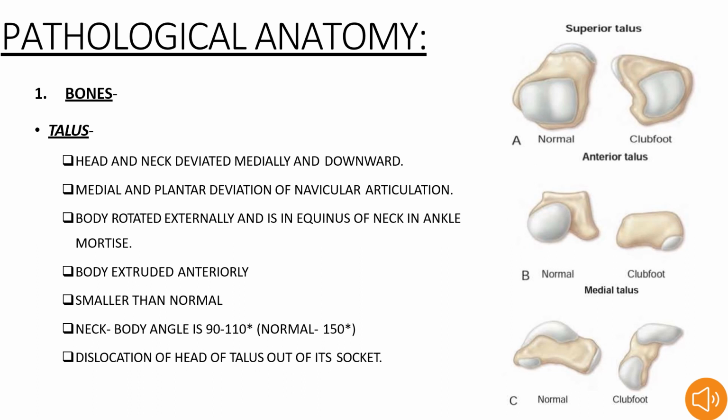Now its pathoanatomy. First, talus bone. Head and neck of talus are deviated medially and downward. Medial and plantar deviation of navicular articulation. Body rotated externally and is in equinus of neck in ankle mortise. Body extruded anteriorly, smaller than normal. Neck body angle is 90 to 110 degrees, normal being 150 degrees. Dislocation of head of talus out of its socket.